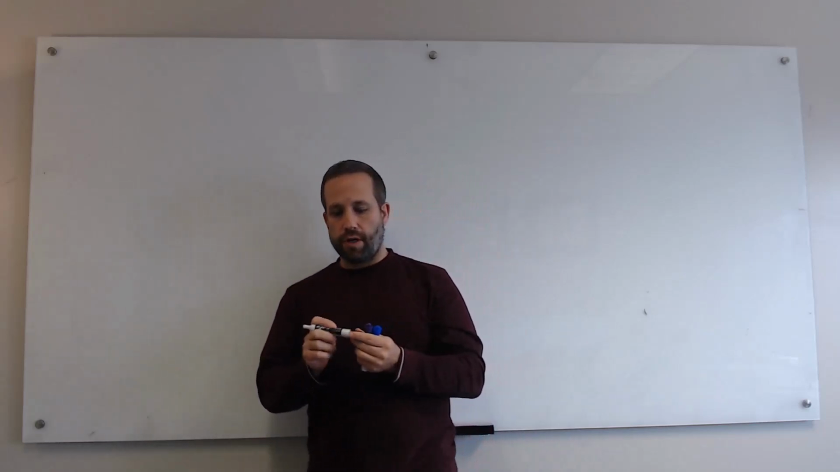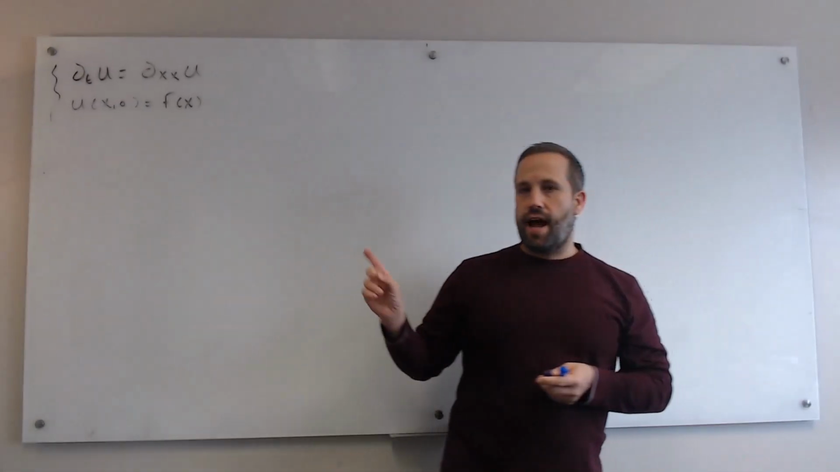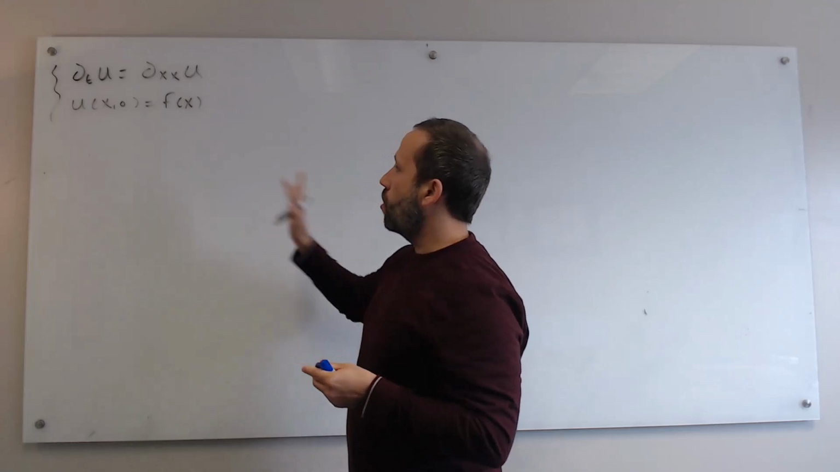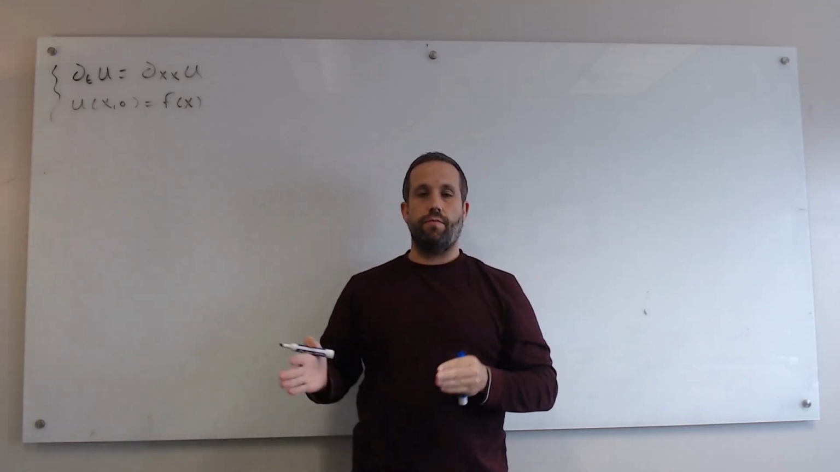So for example, we're going to start with the diffusion or the heat equation, and we're going to say that the t derivative of u is equal to the double x derivative of u. We know that u of x, 0 is equal to some given f of x. But one thing that I haven't made explicit yet is that we're only looking at the interval from 0 to 1.